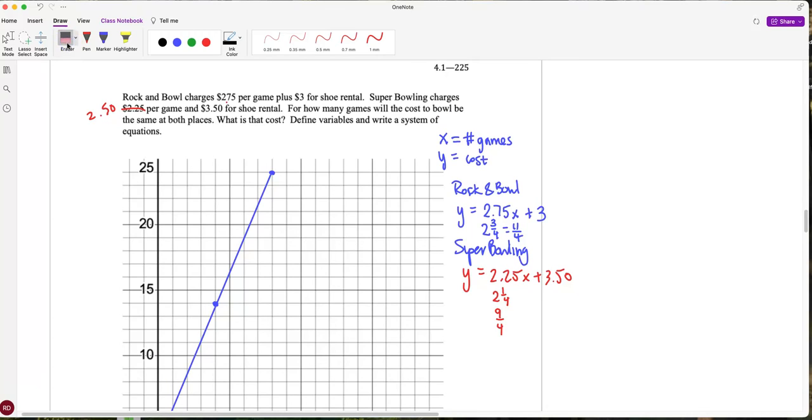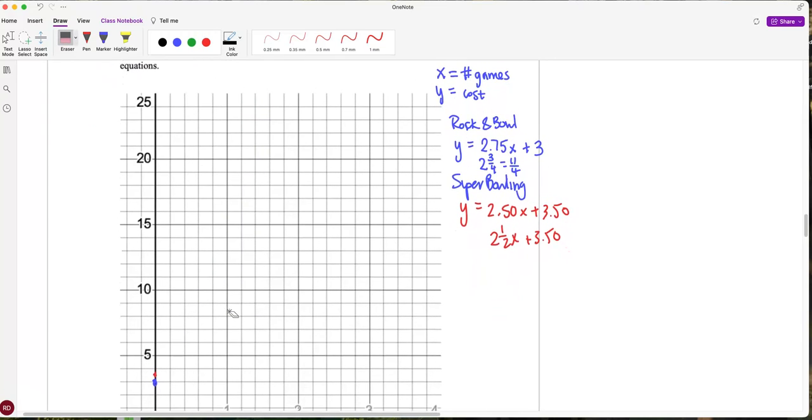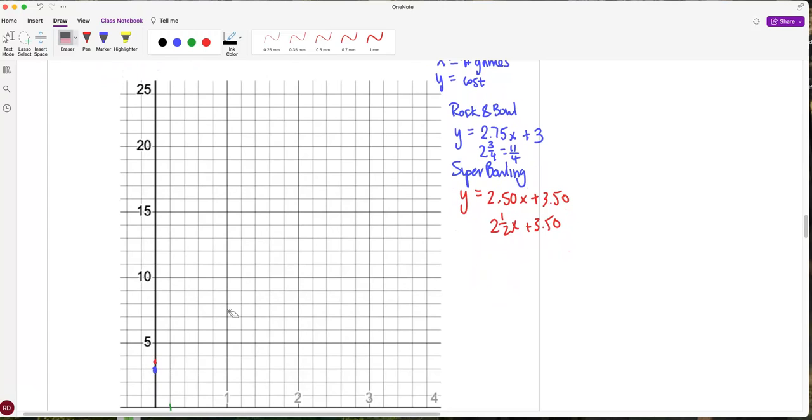So what that means is this is going to be 250 per game plus 350, so that's 2.5x plus 350. The other thing that's a good idea is I wasn't paying attention. I had already labeled the x-axis. I just didn't have it to where I could see that. So I had the x-axis labeled where I could be a little bit more accurate in my graphing. So let's just regraph both of these real quick.